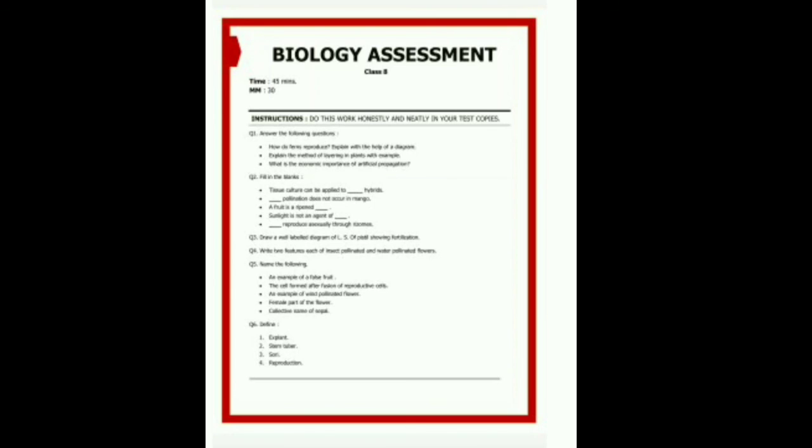And last is the definition of reproduction, that is the ability of living organisms to produce young ones of their own kind is called reproduction. Each definition carries 1 mark each. So this question is of 4 marks. Total 30 marks assessment is there. Check it honestly and give marks to yourself and assess your capability.